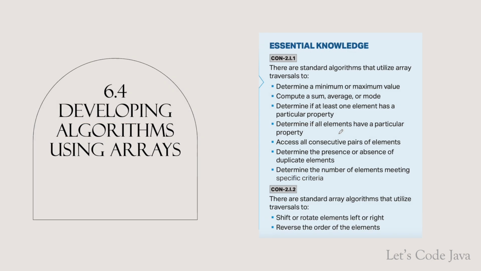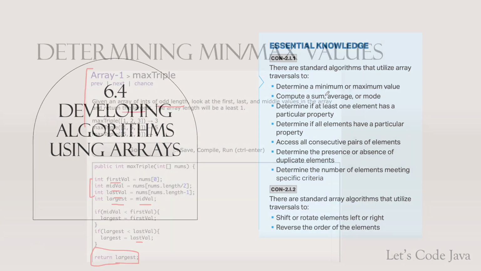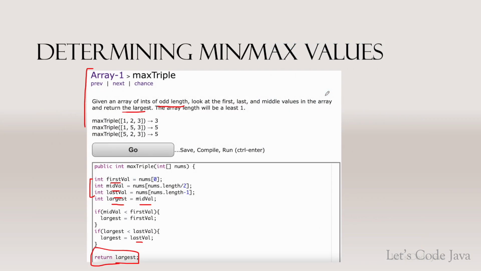Okay, and finally 6.4, developing algorithms using arrays. Okay, so essential knowledge, you can go through those things, but we're going to go through each of those things in the next few slides, and these are some things you need to know for the FRQ. So firstly, determining the min and max.